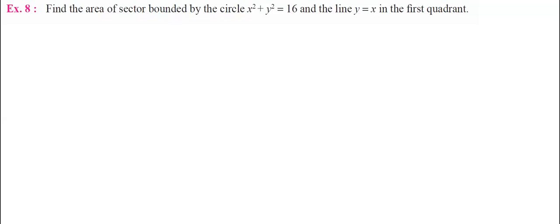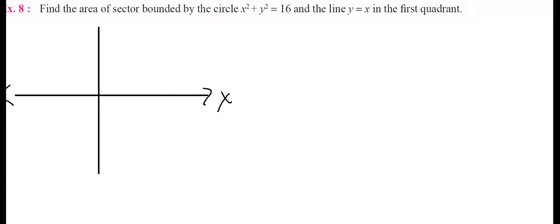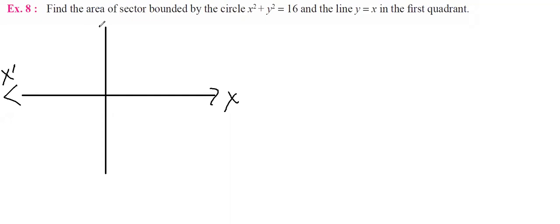So we have next example number 8. Find the area of the sector bounded by the circle x square plus y square is equal to 16. So let's first plot this to understand how this will look. Let me start with the x-axis. So this is my x-axis, and this is my y-axis. This is x, this is x dash, this is y, and this is y dash.